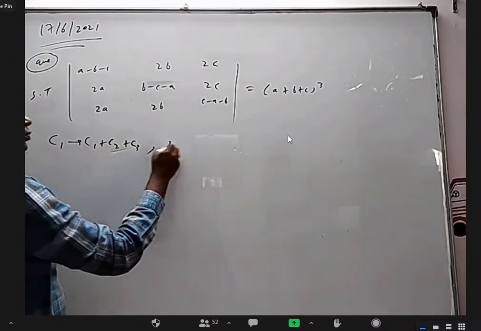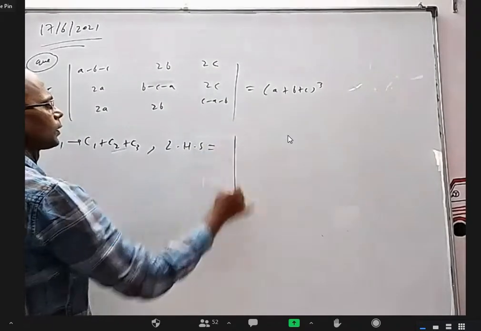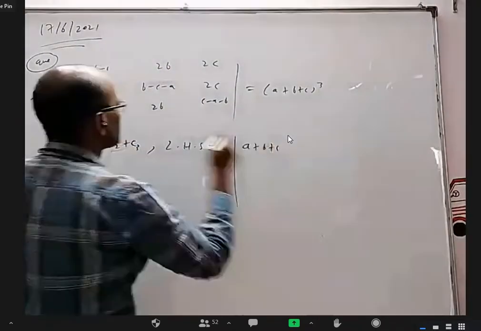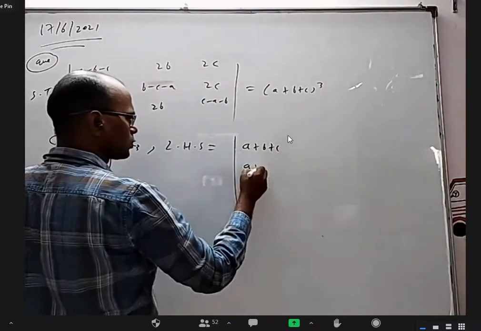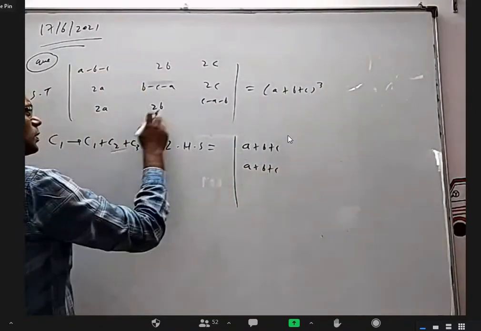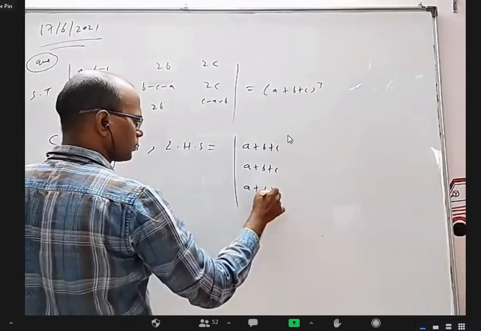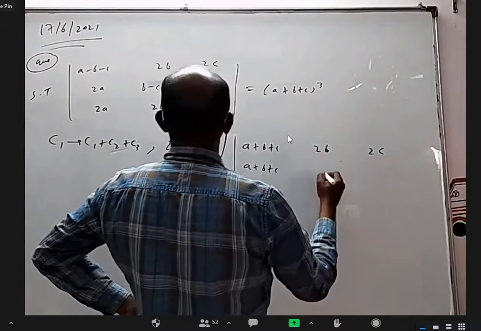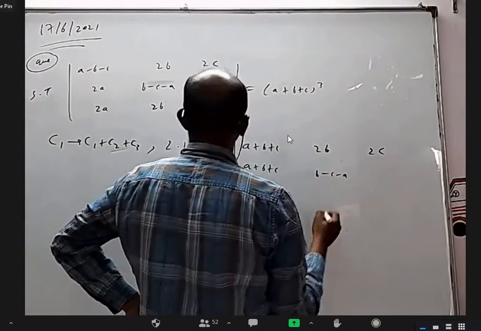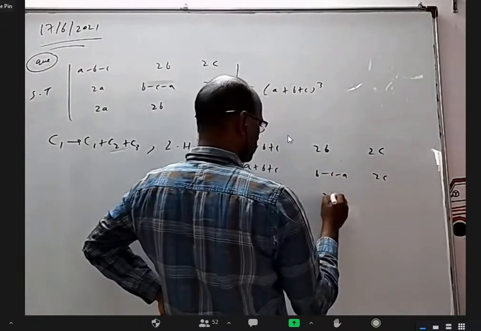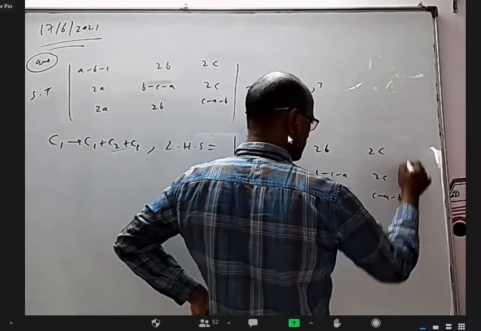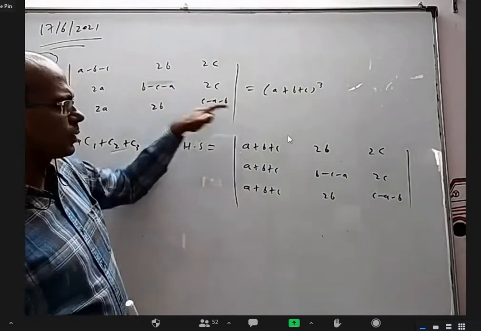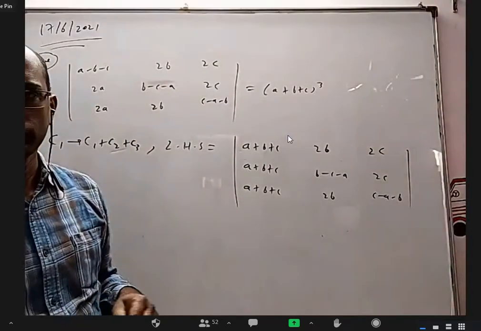When I do this, what will happen to the LHS? This plus this is A plus B plus C. This plus this is also A plus B plus C. This plus this is also A plus B plus C. Column 2 as it is: 2B and 2C, B minus C minus A, 2C, 2B, C minus A minus. Now, if I take A plus B plus C common here, what will happen?